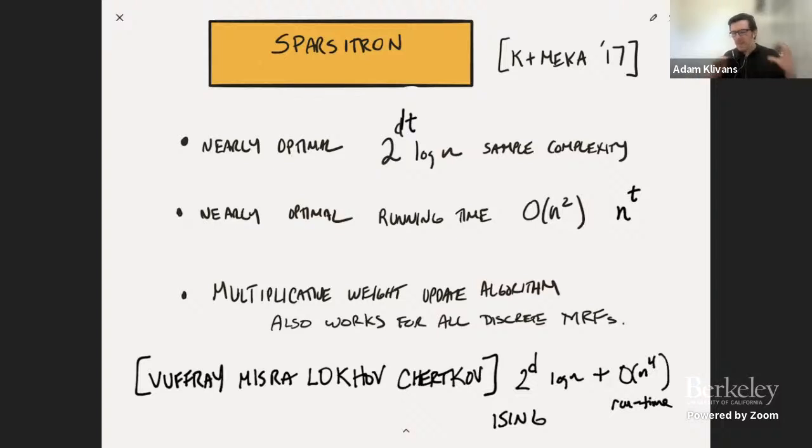But they did have the idea of minimizing some convex objective. They call it the interaction screening objective.